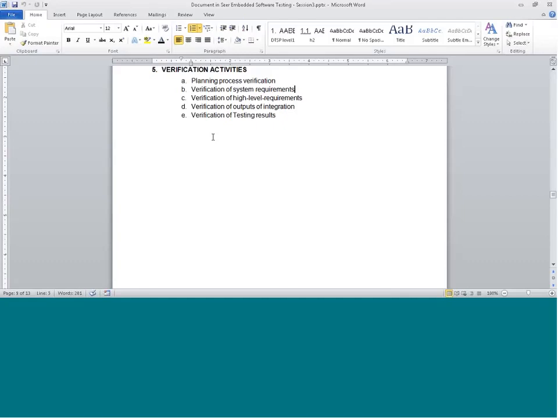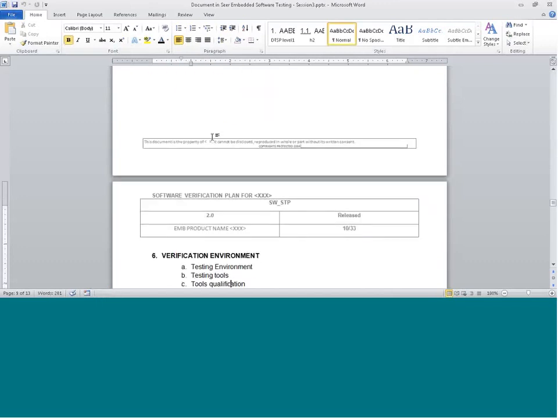That means the planning process or the requirement verification or the software requirements or the high level requirements, or when the modules are integrated, whether the outputs of the integrated modules are verified or not. Then the entire testing output or reports or the results will be verified, whether the results are as per the expected output and all that. The total outcome of the testing.